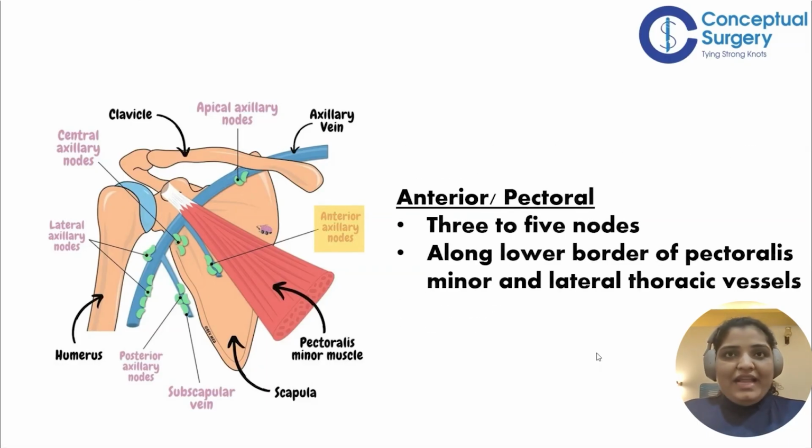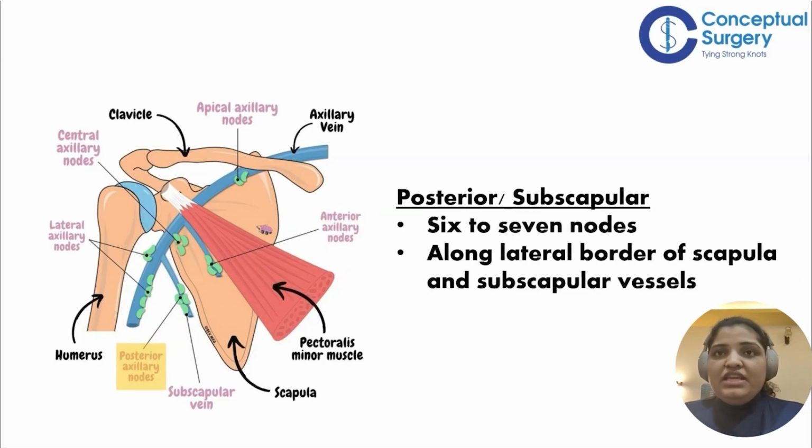So, the anterior or the pectoral group of lymph nodes, these are a group of 3 to 5 nodes, and these are located along the lower border of the pectoralis minor and the lateral thoracic vessels. When you are palpating for these lymph nodes, you would be palpating along the anterior axillary fold for the anterior or the pectoral group of lymph nodes. Then we move on to the posterior or the subscapular group of lymph nodes. These are 6 to 7 lymph nodes and are located along the lateral border of the scapula and the subscapular vessels. And when you're palpating them, you will palpate along the posterior axillary fold for these lymph nodes.